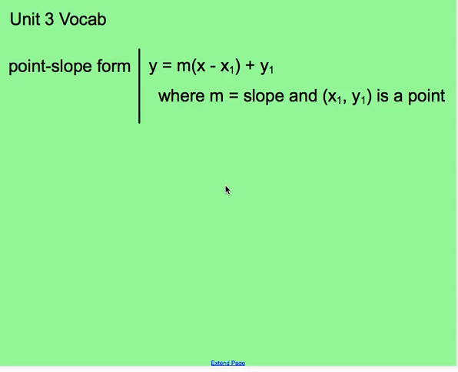We are starting Learning Target 18, which is point slope form. This is also what I call the asylum equation. So if we take a look at the form, we've got y equals m times the quantity x minus x1 plus y1, where m equals our slope and (x1, y1) is a point.